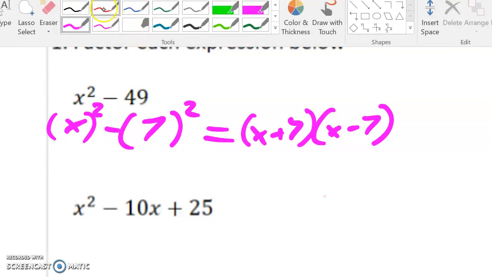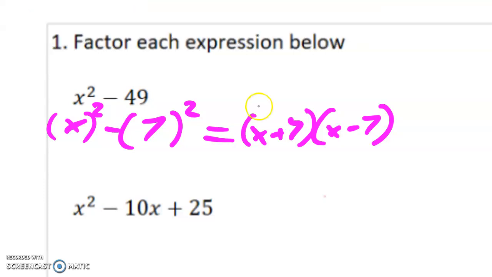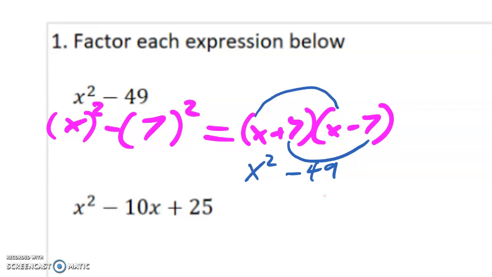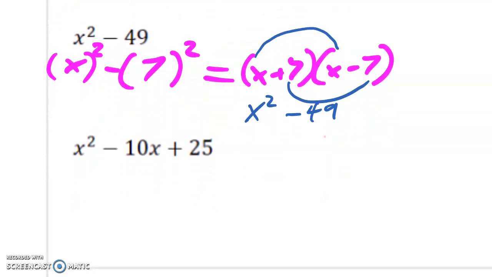Now, difference of squares always factors like this because you always distribute. If I was going to distribute this expression right here, I would get a positive x squared and a negative 49, and the other two terms, 7x and negative 7x, those two terms are going to cancel out. So, special case.